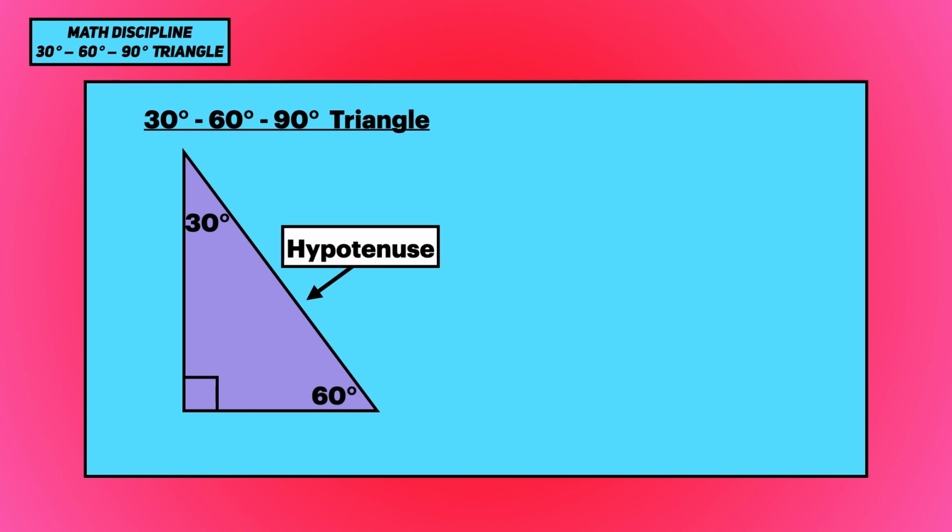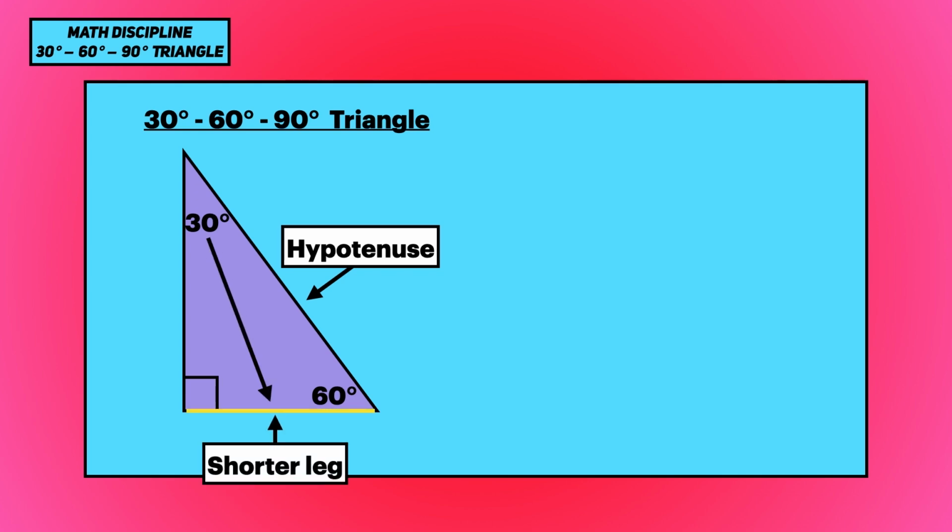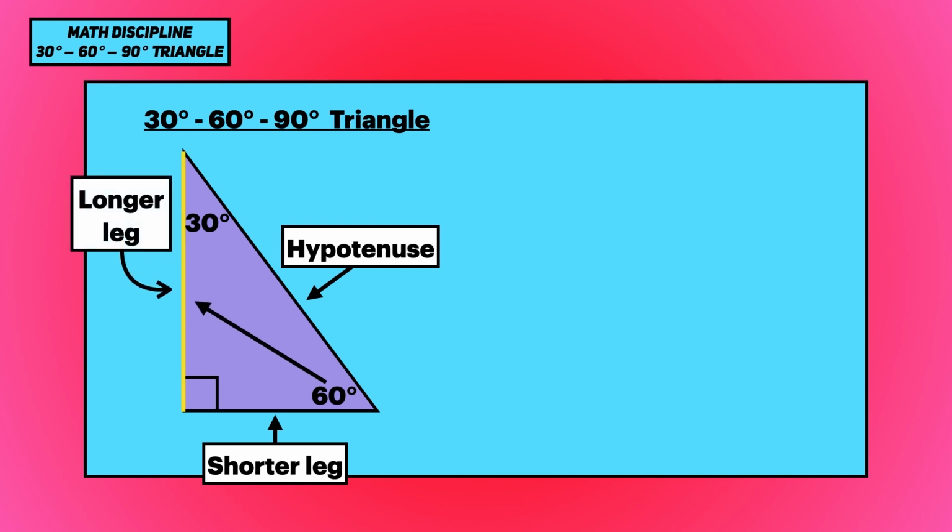The hypotenuse is always the longest side. The side across from the 30-degree angle is always the shortest leg, and the length of the side across from the 60-degree angle is the longer leg.